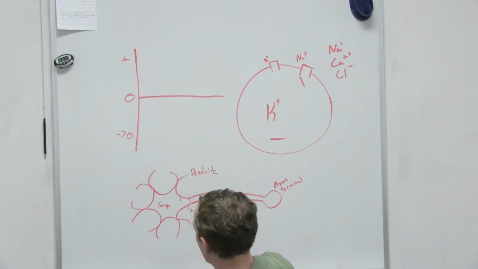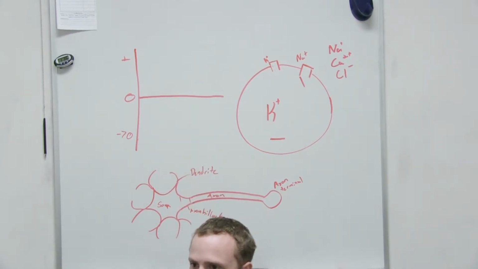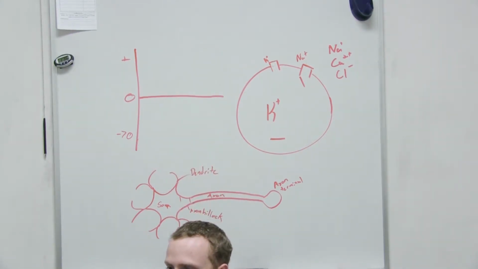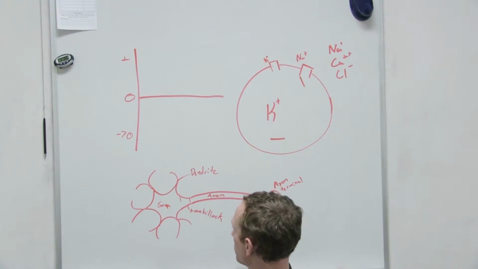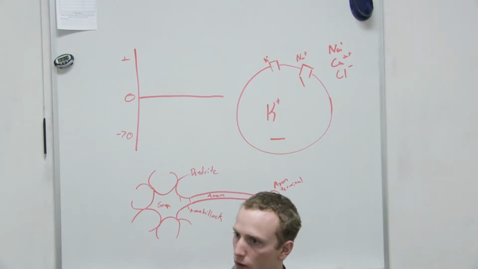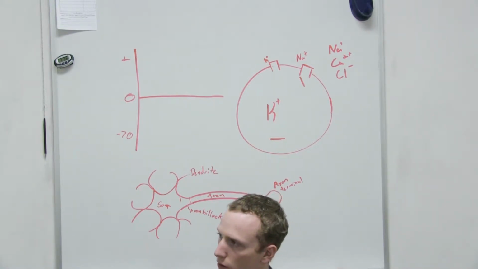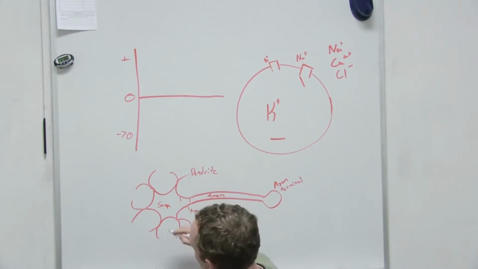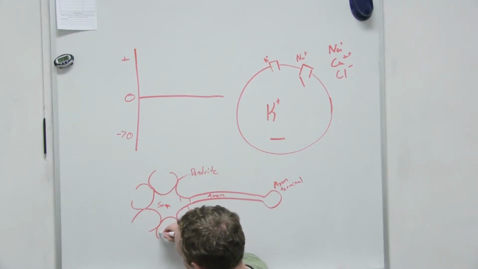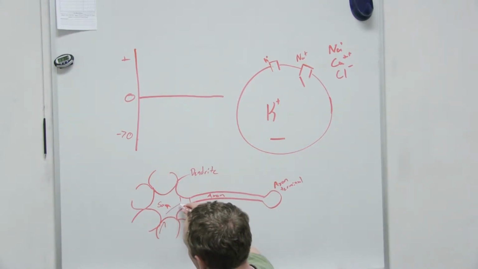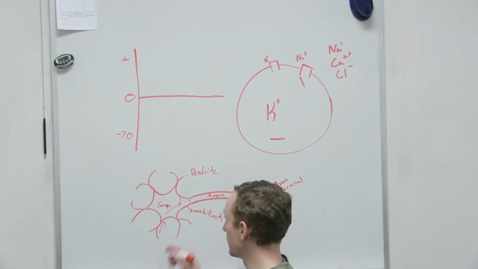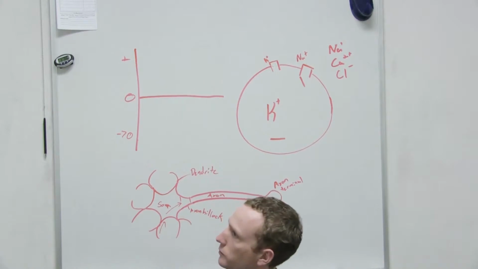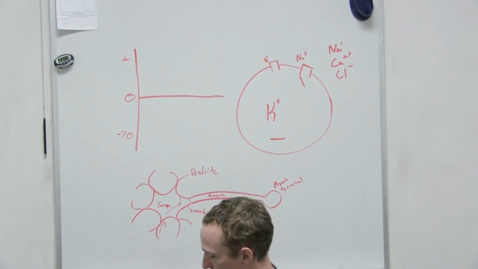So does it ever reach another dendrite? What do you mean? Graded potentials. You said it doesn't go along the axon. These signals, like that positive thing, it's going along this way towards the axon. Does it go along the axon? Yeah, eventually. Okay.